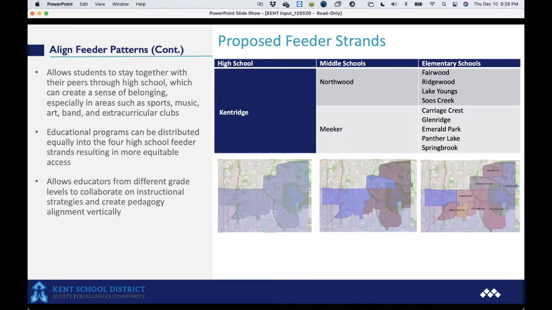It would have Northwood and Meeker, and then Northwood would have Fairwood, Ridgewood, Lake Youngs, and Sue's Creek. And Meeker would have Carriage Crest, Glen Ridge, Emerald Park, Panther Lake, and Springbrook. And the maps below are the high school, the middle school, and the elementary school attendance boundaries for those schools.